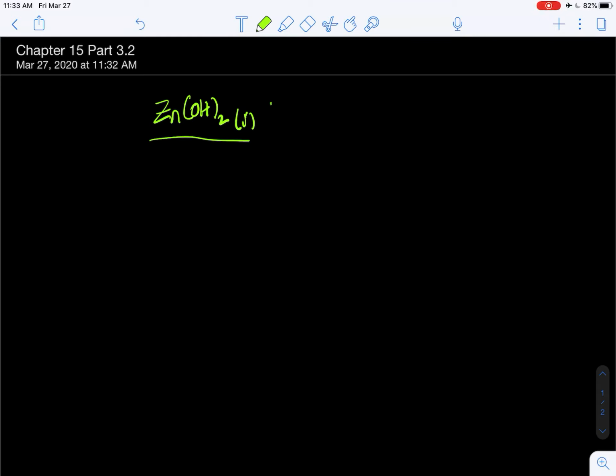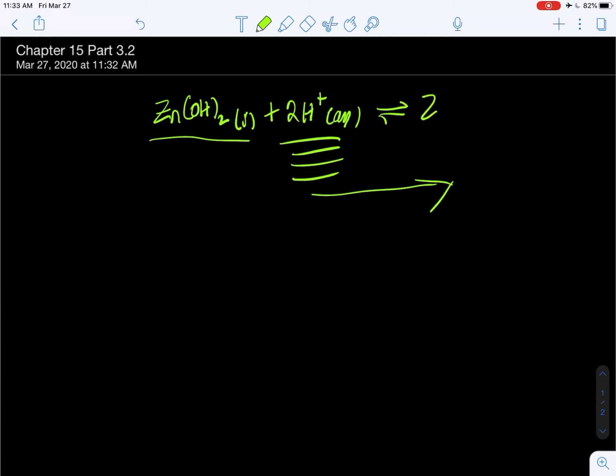Now, this can react with two equivalents of acid here. And if we have sufficiently high acid, it will drive this equilibrium to the right. We're looking at Le Chatelier's principle here to form zinc ion and two equivalents of water. And the question here is to figure out what is the molar solubility of this substance at pH 5.